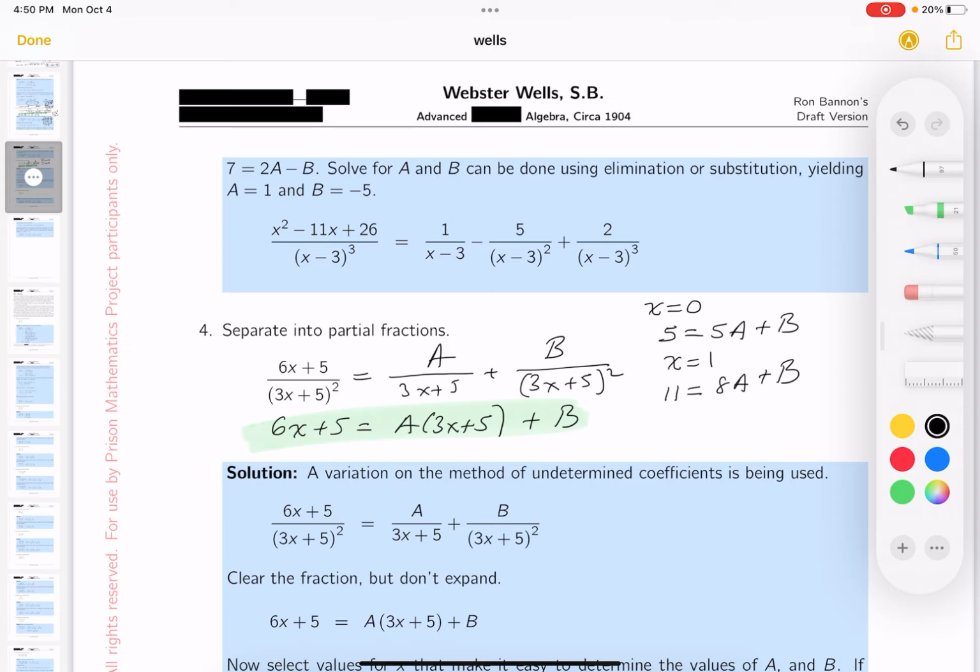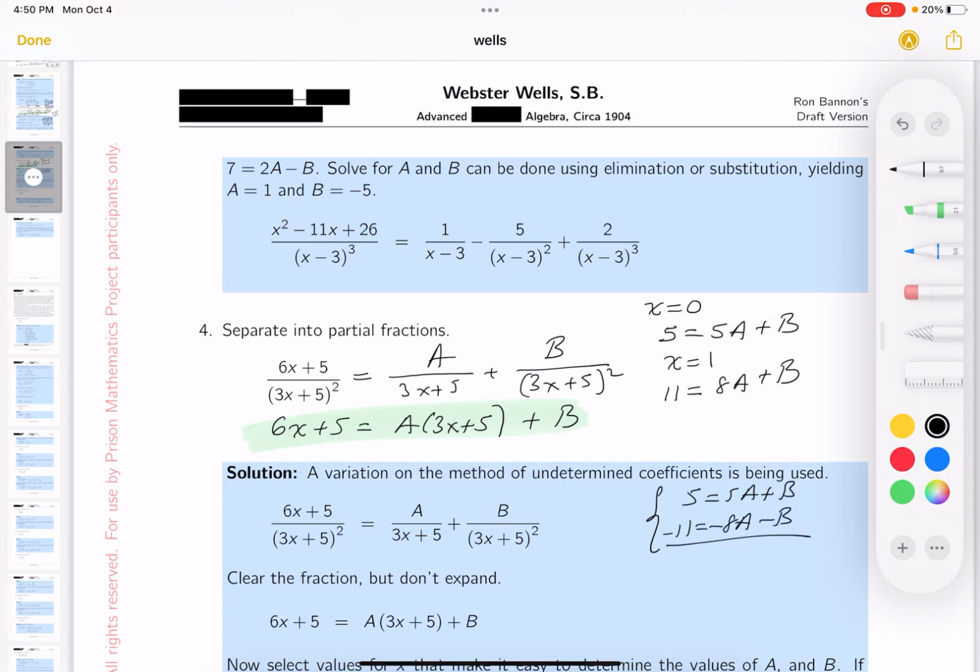Right? Let's take a look. And I'll write this down as a system of equations. It's going to be 5 equals 5a plus b. I'm going to take the second equation and multiply it by minus 1. What do you get? Minus 11 equals minus 8a minus b.